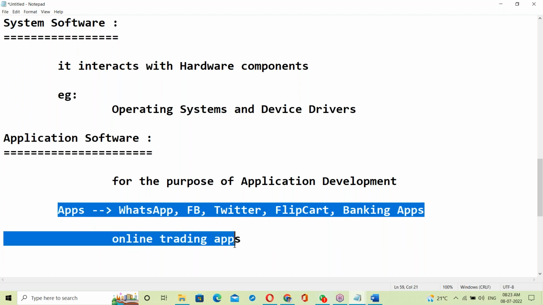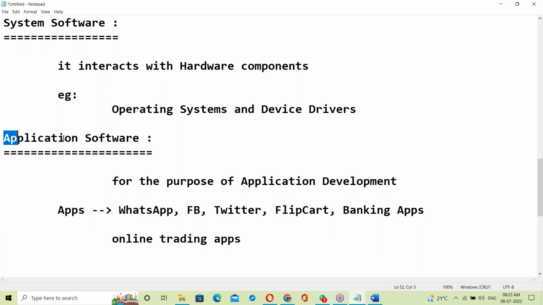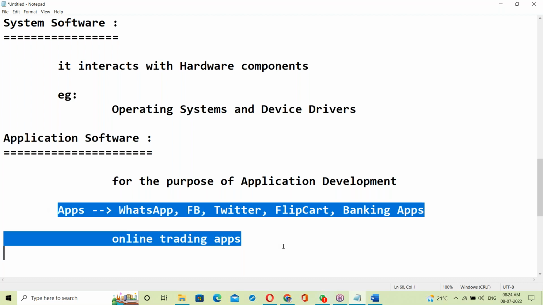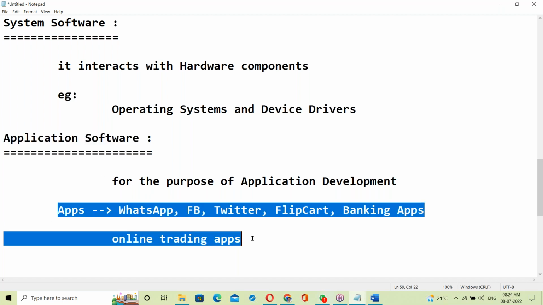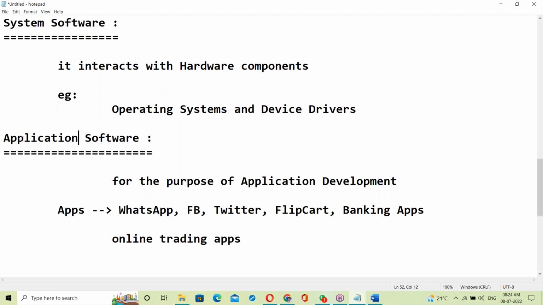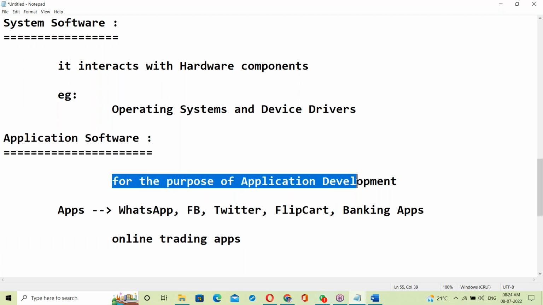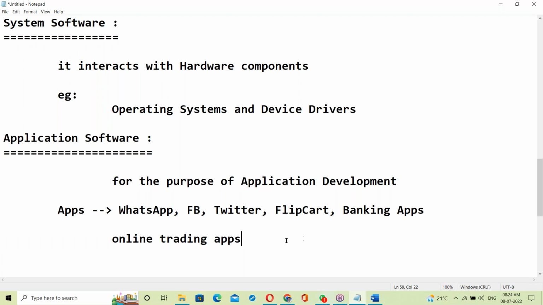How can you develop this kind of applications? For this, we use application software. These kinds of applications we can develop using application software, for the purpose of application development.